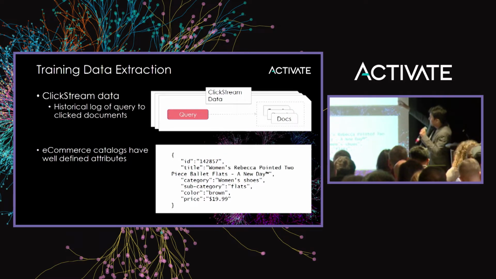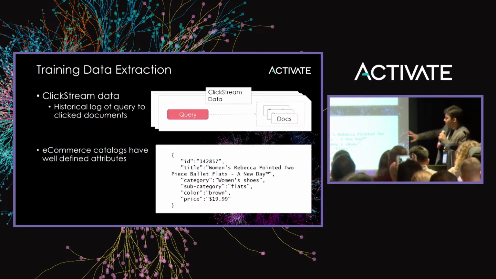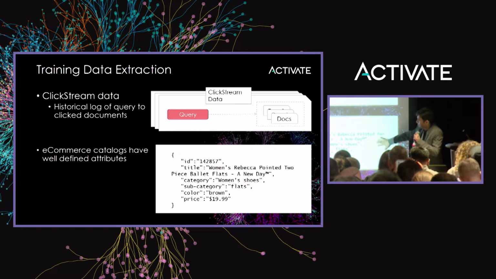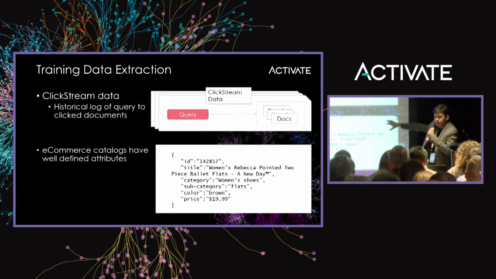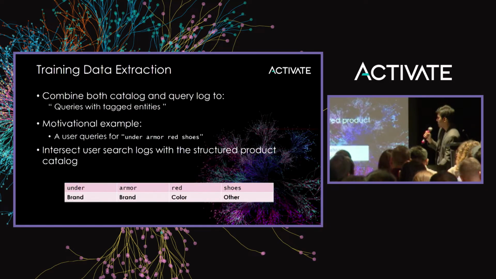In the catalog, the documents have attributes against them. The primary reason the attributes were populated is for faceting. Now we want to use this information and transfer the understanding from the facets back to the query. So we mix the clickstream data and the catalog and generate tags of entities in the query. I'll run through an example to explain that.